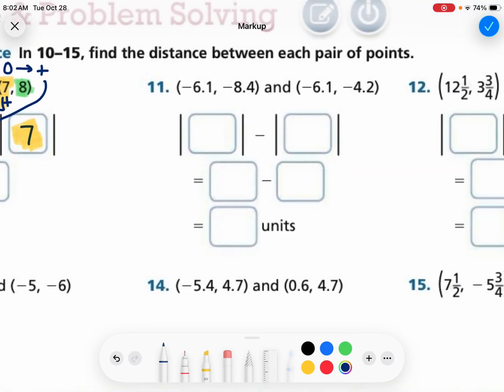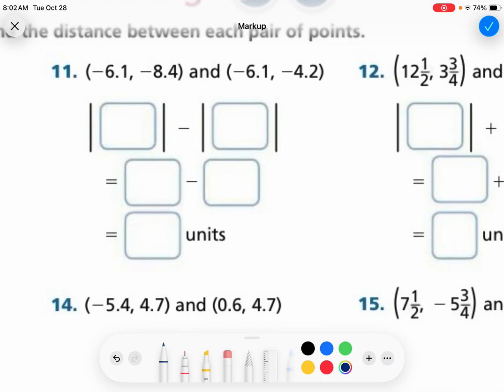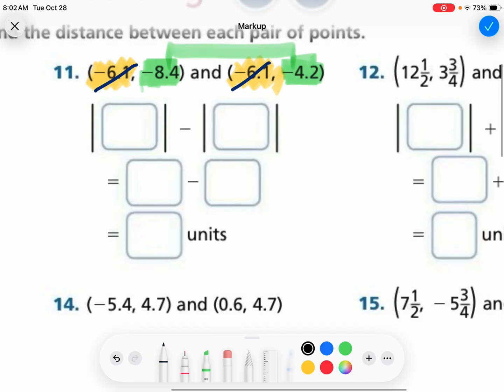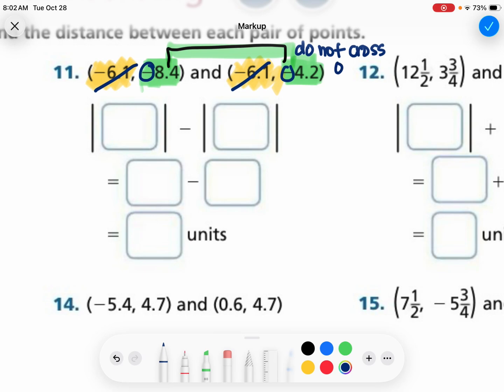Let's try number 11. Which value did not change? This one. So I'm going to ignore that guy, right? I'm worried about the one that changed. I need to figure out how much did it change by. Well, I went from negative 8.4 to negative 4.2. This changed here. Sorry. Did I cross 0? Well, let's think about that. I went from negative and stayed at negative. So no, we do not cross 0. So we said when we do not cross 0, we have to subtract. And that's exactly what they already did here.